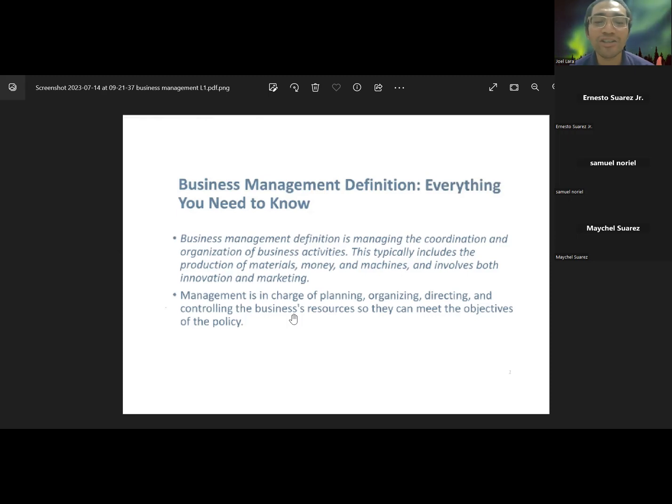Management is in charge of planning, organizing, directing, and controlling the business resources so they can meet the objectives of the policy. That's true. So I want you to have a mindset that you are no longer employees. Your mindset should be as a manager, because you will be in charge of planning. What do you plan exactly as a business manager or a business owner? What do you organize? What do you direct? And what do you control in the business?